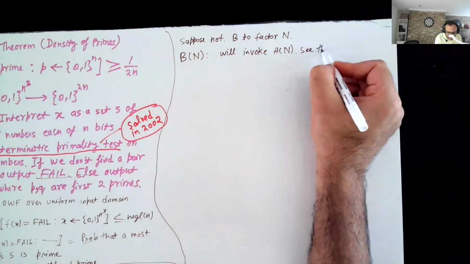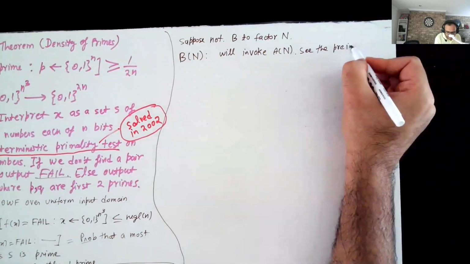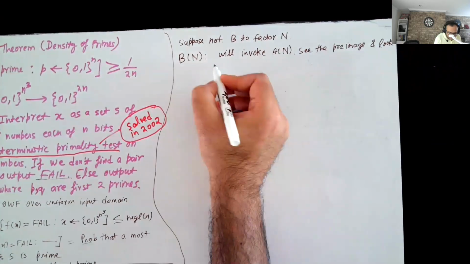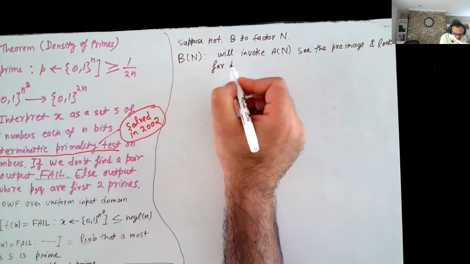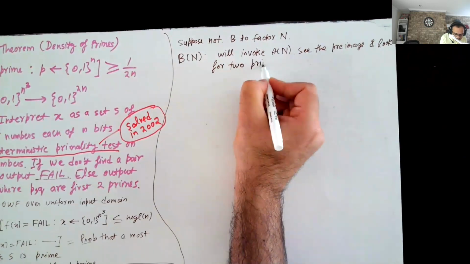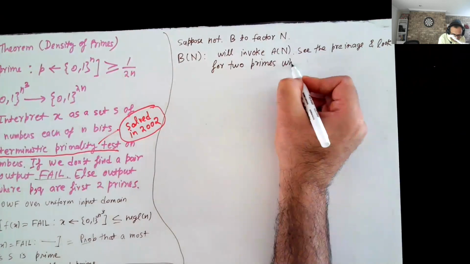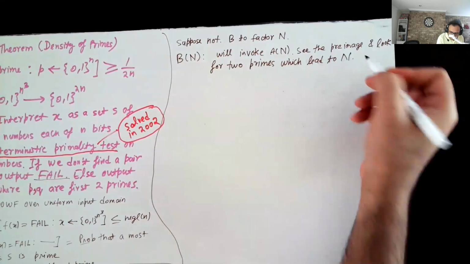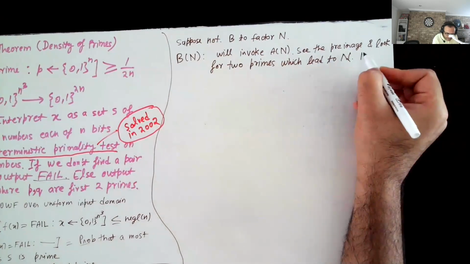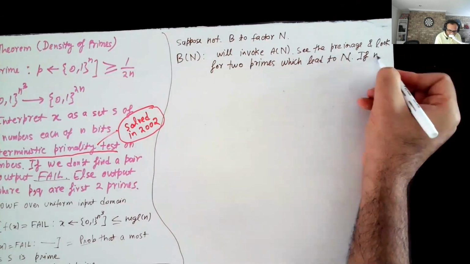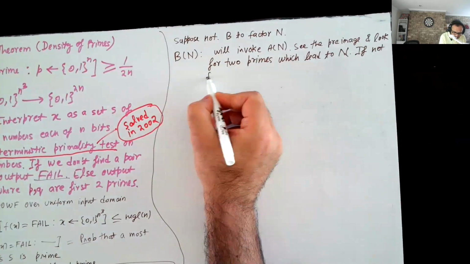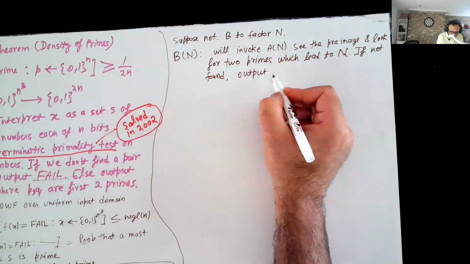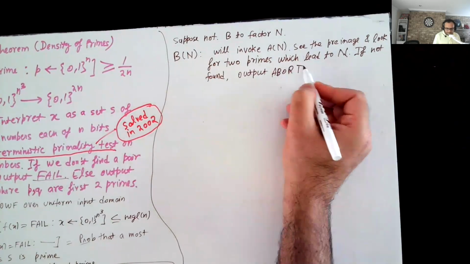See the preimage and look for 2 primes which lead to n. If such 2 primes are not found, output, let's say, abort. I don't want to use fail again.